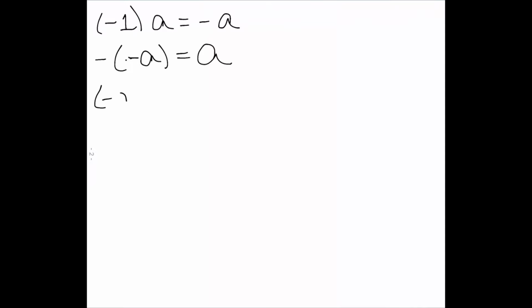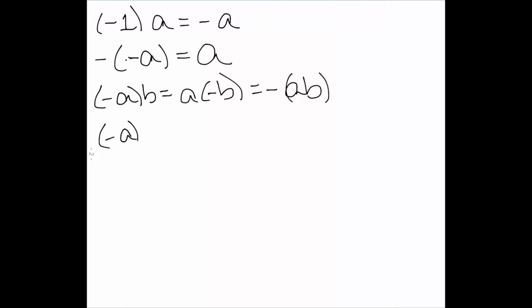Our first property says that negative 1 times a is equal to negative a. Actually, multiplying a number by negative 1 changes its sign. Negative negative a is equal to a, so double negatives cancel each other out. Negative a times b is equal to a times negative b, which is negative ab. Essentially what this says is that if you multiply a negative and a positive, you get a negative. Negative a times negative b is ab, or multiplying two negatives gives you a positive.